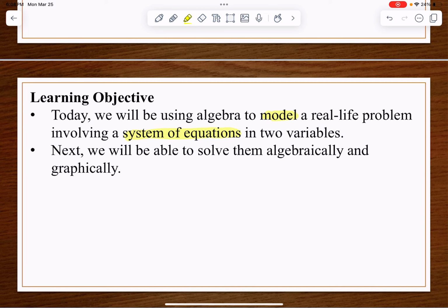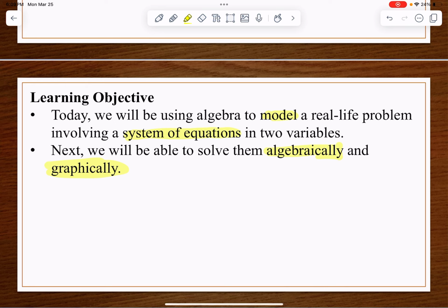And next, we'll learn to solve algebraically. Algebraically means we'll use the simple substitution method, and we'll use the elimination method, and next we'll use Desmos to see the solution graphically. That is what we'll be talking about in this lesson today.